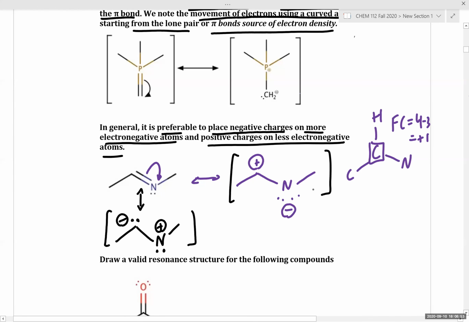Which of these two structures is preferred? The structure in the dark ink color or the structure in the purple ink color? Which of these two resonance structures is preferred? Which resonance structure places positive formal charges on less electronegative atoms and negative formal charges on more electronegative atoms?